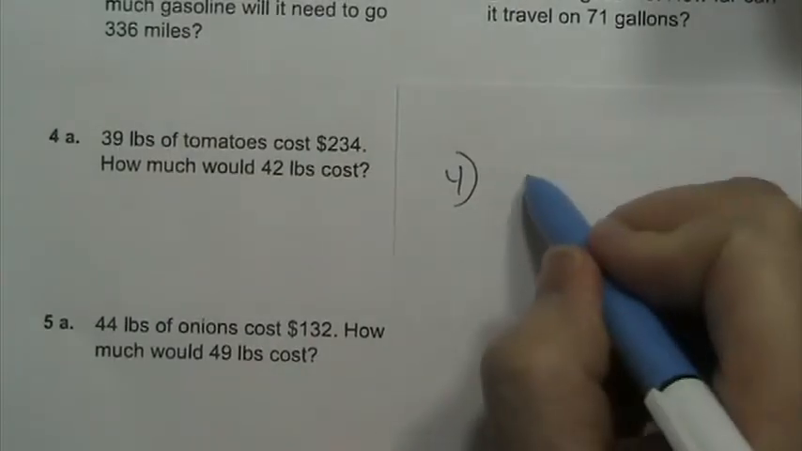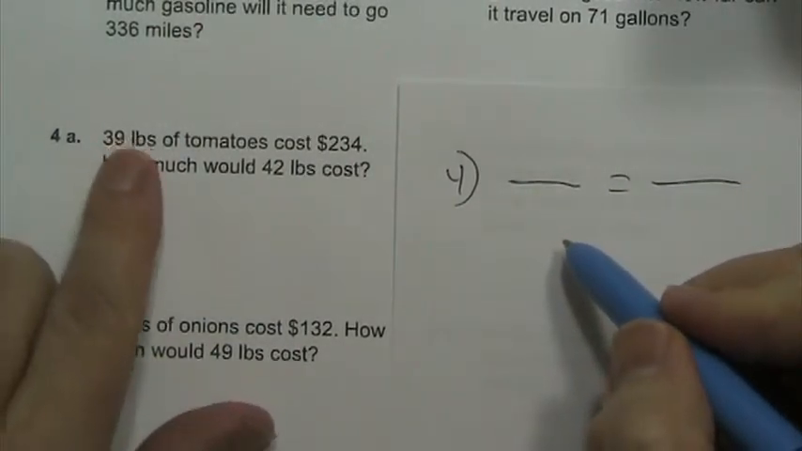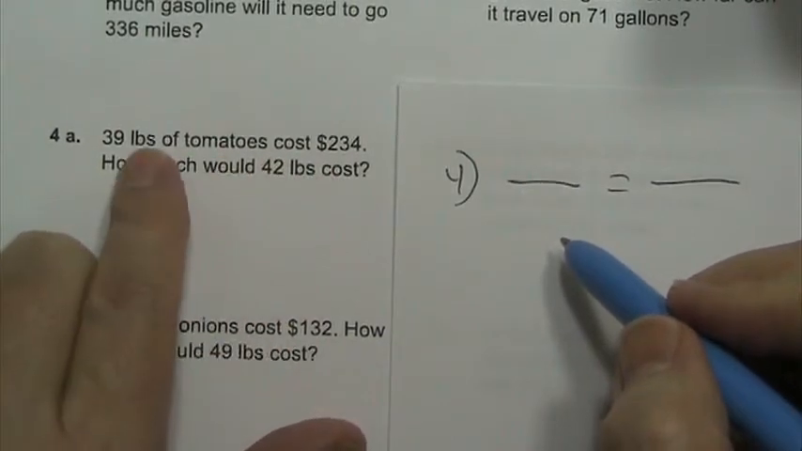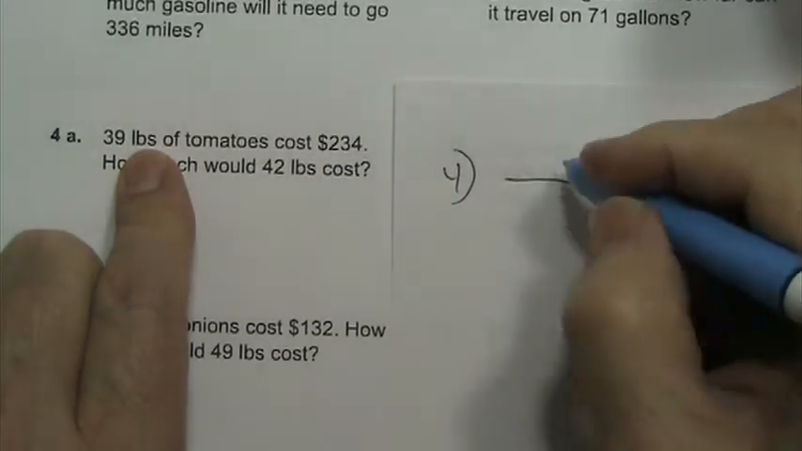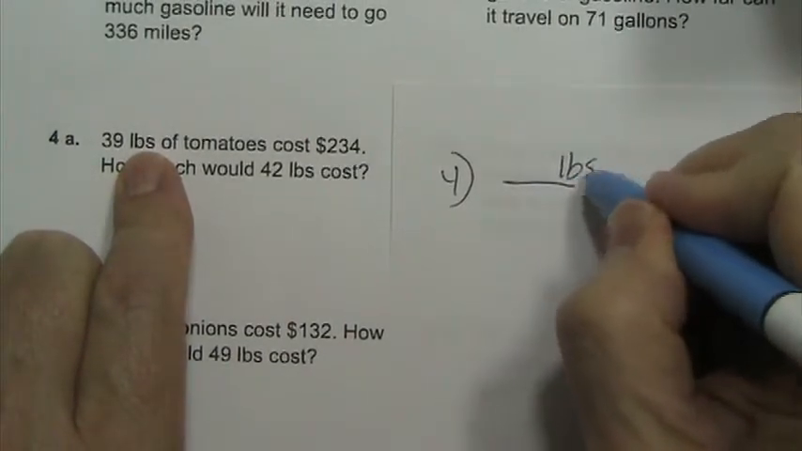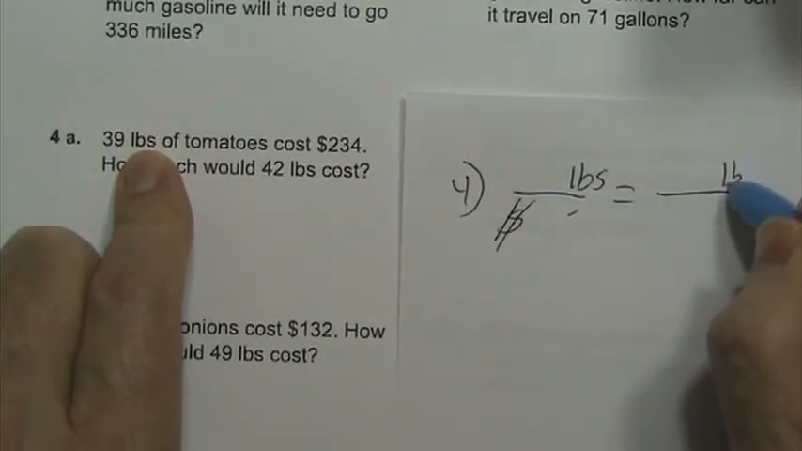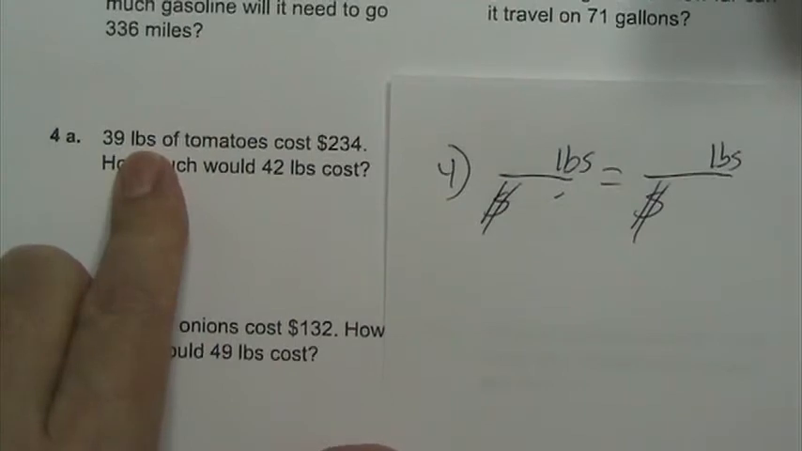Number 4, I set up my proportion. I put the units in. I have pounds and dollars. Now, if you want to, you could switch them around. It doesn't matter. Usually we have dollars on top, but I'm going to put pounds on top just to show you that it doesn't matter. It's just that usually we like to put dollars up on top.